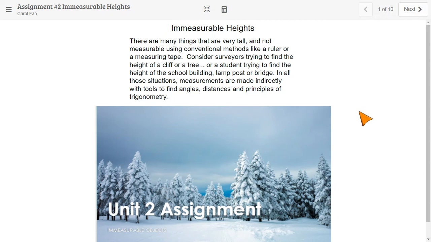Assignment number 2, immeasurable heights. There's a lot of things that are really tall and not measurable using conventional methods like a ruler or a measuring tape. Like, think of a surveyor who's trying to measure the height of a tree or a cliff, or maybe you're a student who's trying to measure the height of the school or a lamppost or a bridge. In all those situations, measurements are made indirectly with tools to find angles, distances, and the principles of trigonometry.